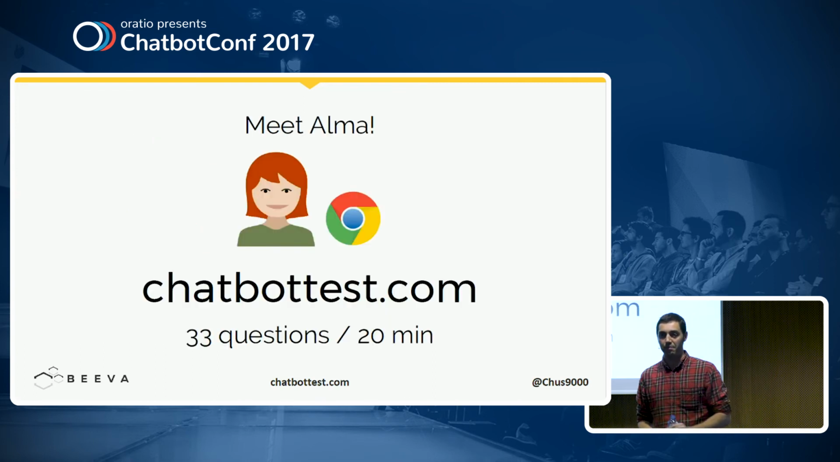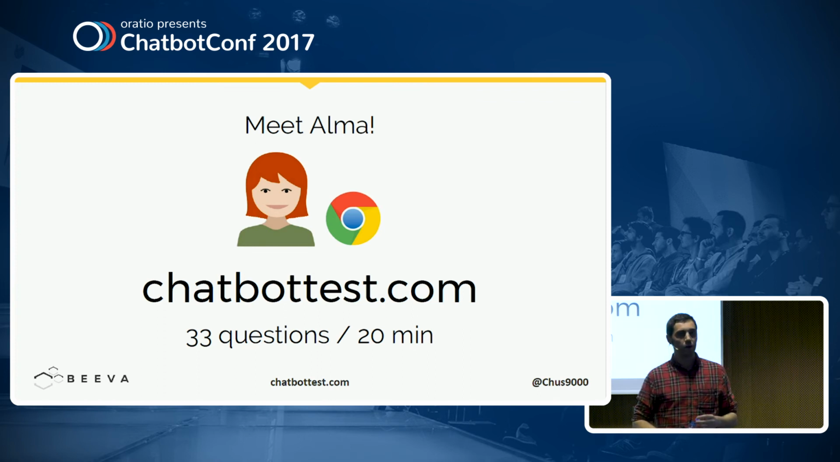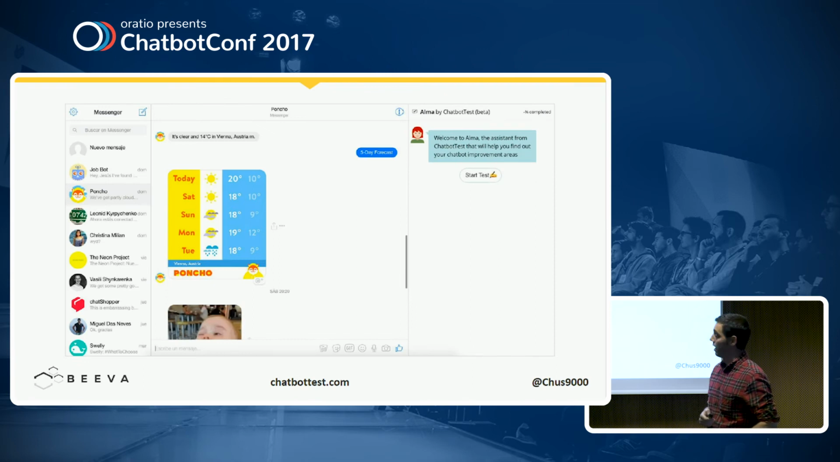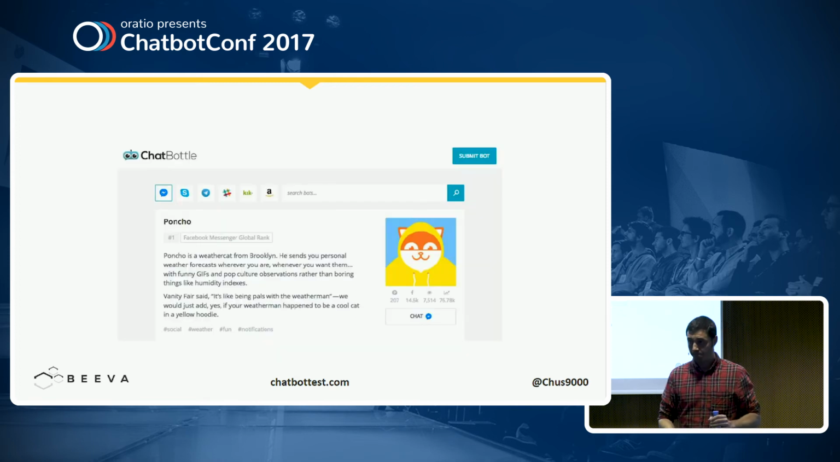I developed with a couple of colleagues a Chrome extension, which is called Alma. Alma takes only 33 questions from all that list. It takes around 20 minutes to complete the test. It's a Chrome extension that opens on the right side of your Google Chrome. You can start the test and test the chatbot at the same time, which is easier than having a Google Sheet and the Messenger open. So you can run the test there.